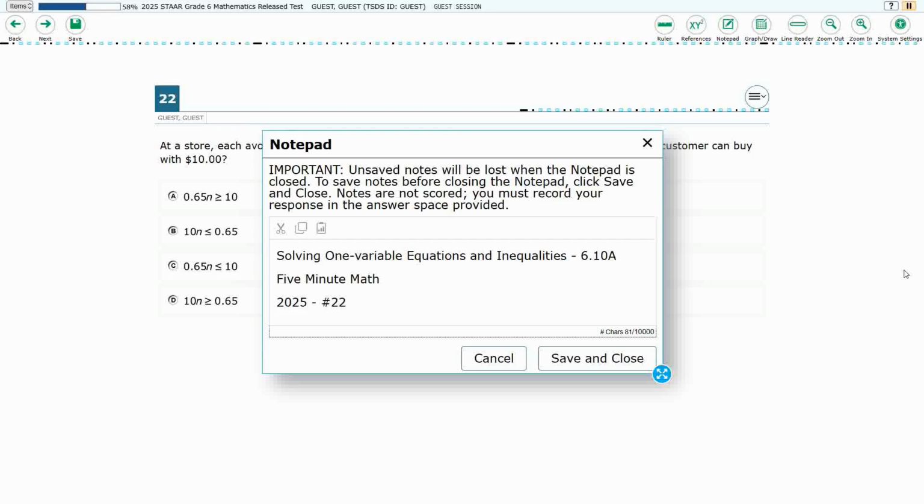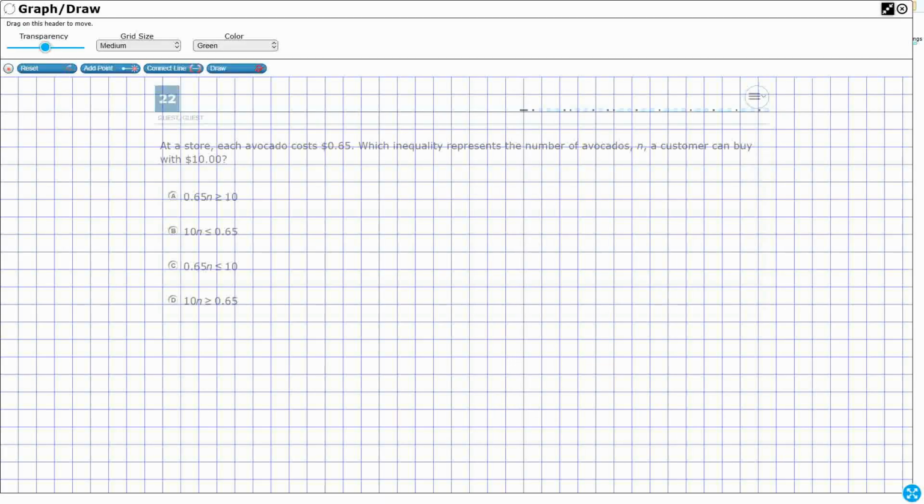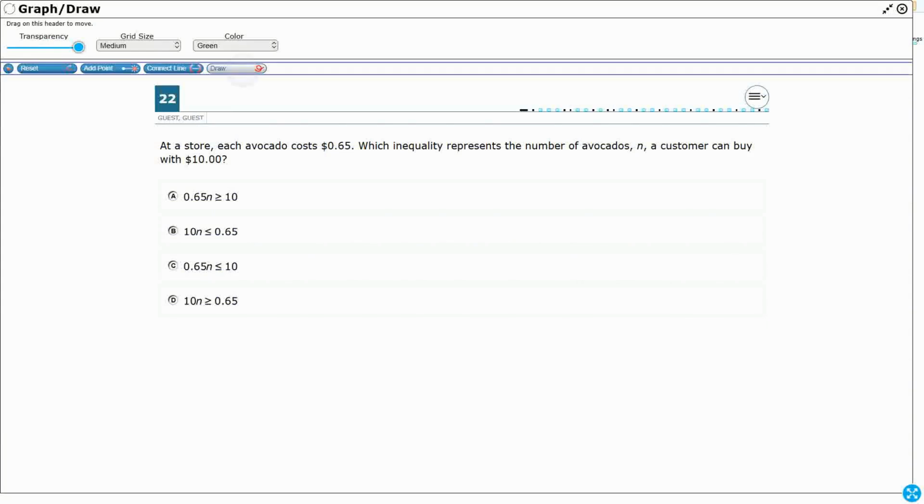Today we are looking at the 6th grade concept of solving one variable equations and inequalities. This is standard 6.10a in the great state of Texas, and we are using item number 22 of the 2025 released STAAR test. If you haven't done so already, please go ahead and take a moment to pause the video, work this problem out on your own, unpause it, and we will look at our answers together.